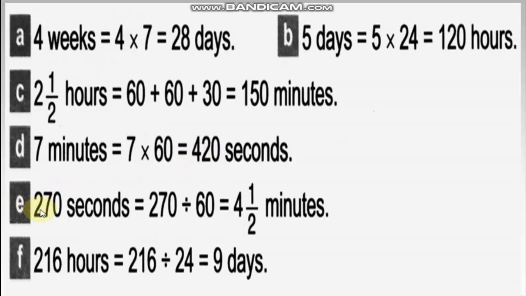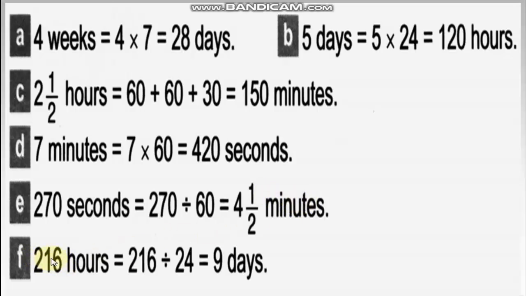Letter E. 270 seconds equals how many minutes? Here we will convert from the smallest to the greatest, so we'll divide. Divided by what? From second to minutes, divide by 60. 270 divided by 60 equals 4.5. You can do it with long division.